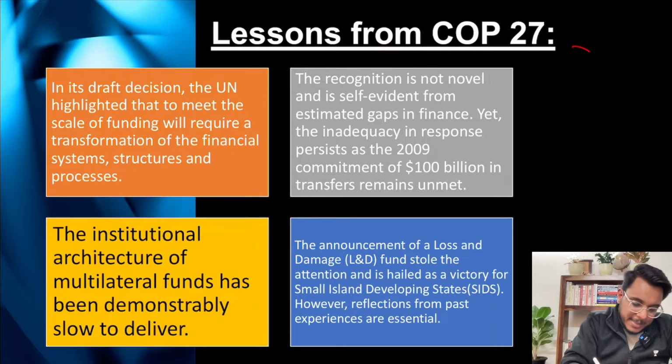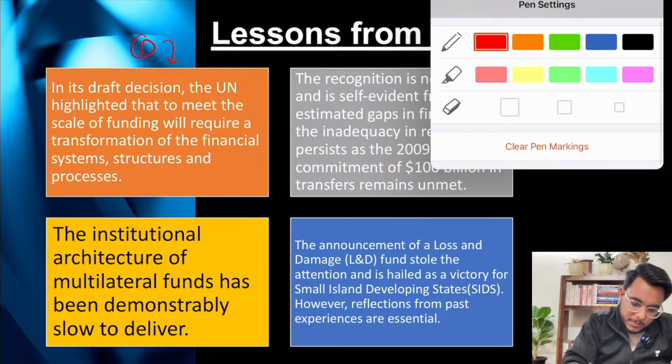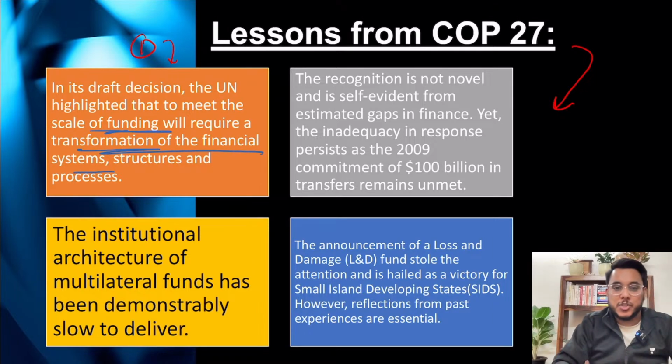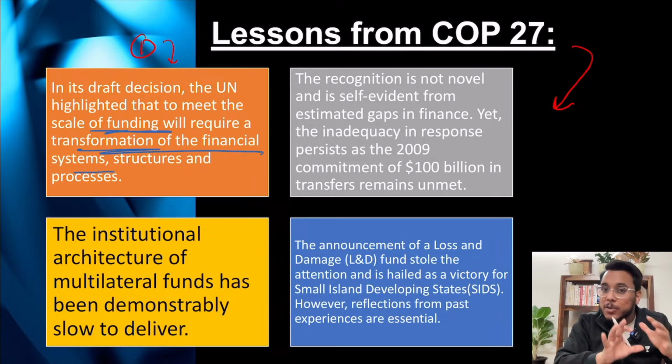Now, there are certain lessons from the COP27 that can be taken up. Number one, guys, understand this particular thing, that the draft decision that has been taken in Egypt in the COP27, United Nations had highlighted this, that we need to scale up the funding that is required to transform the financial systems. The financial systems, private finance as well as sovereign finance systems, need to be revolutionized so that more and more money flows to the developing and vulnerable countries. So there is a revolution that is needed, number one.